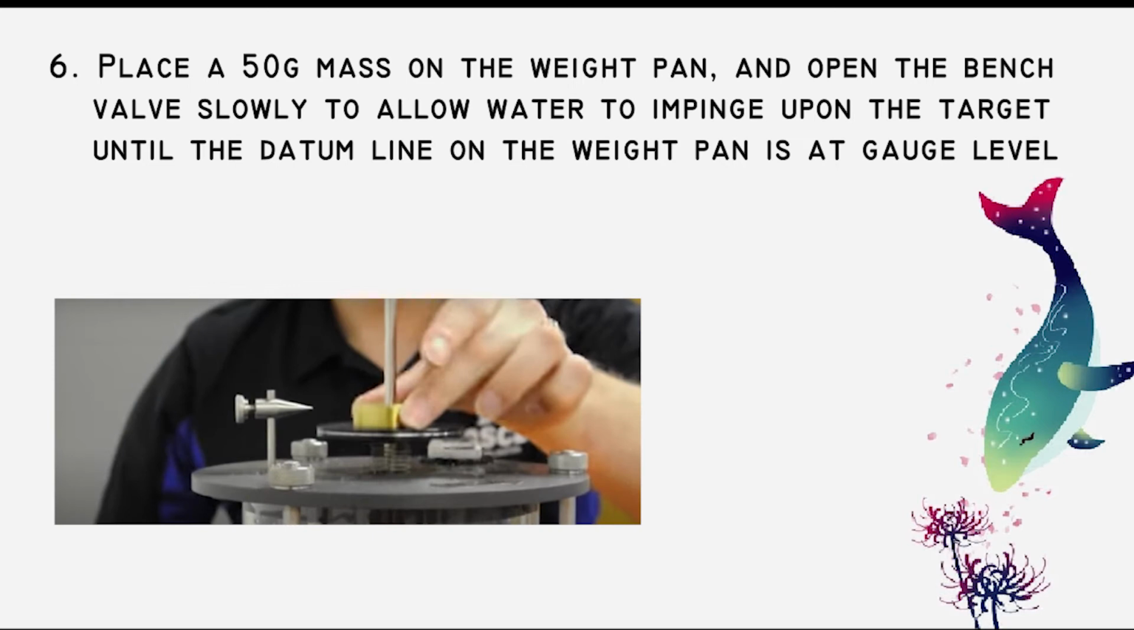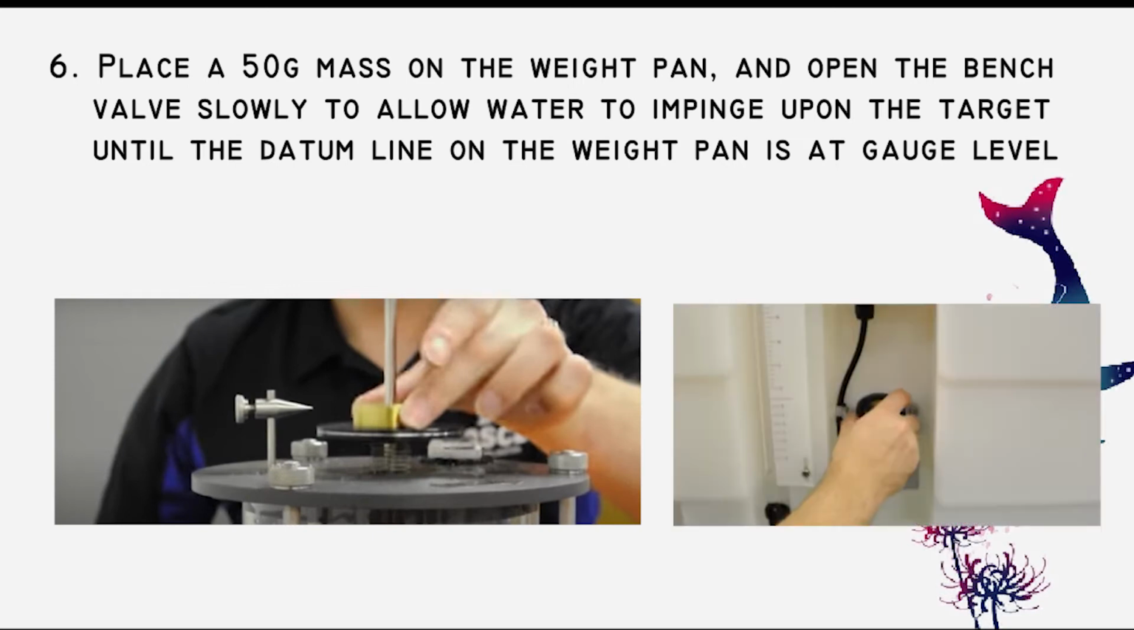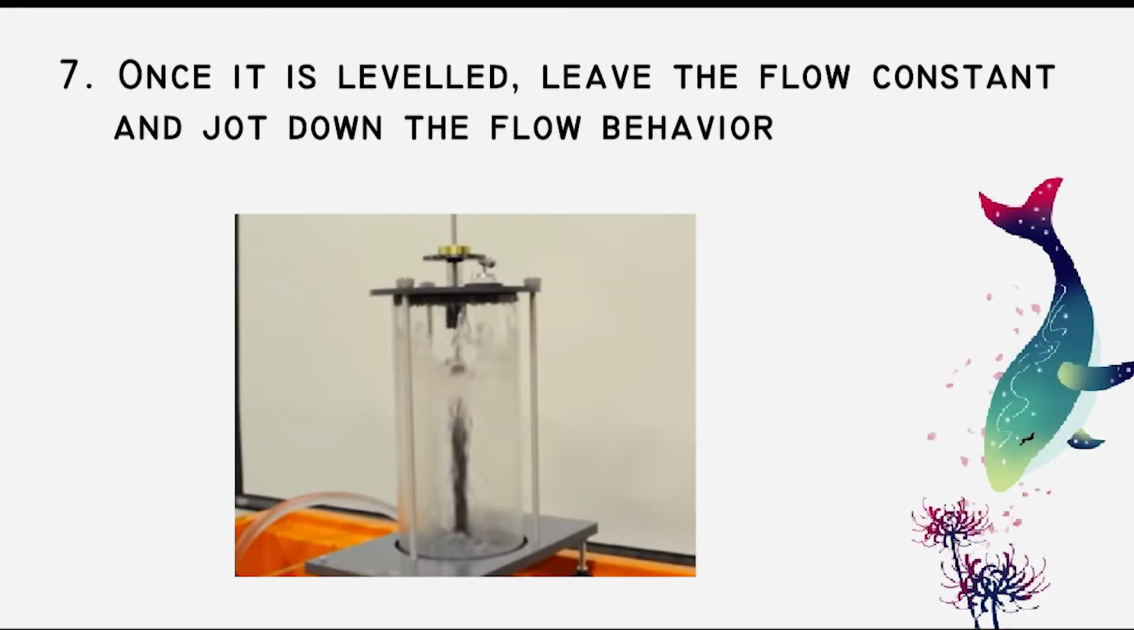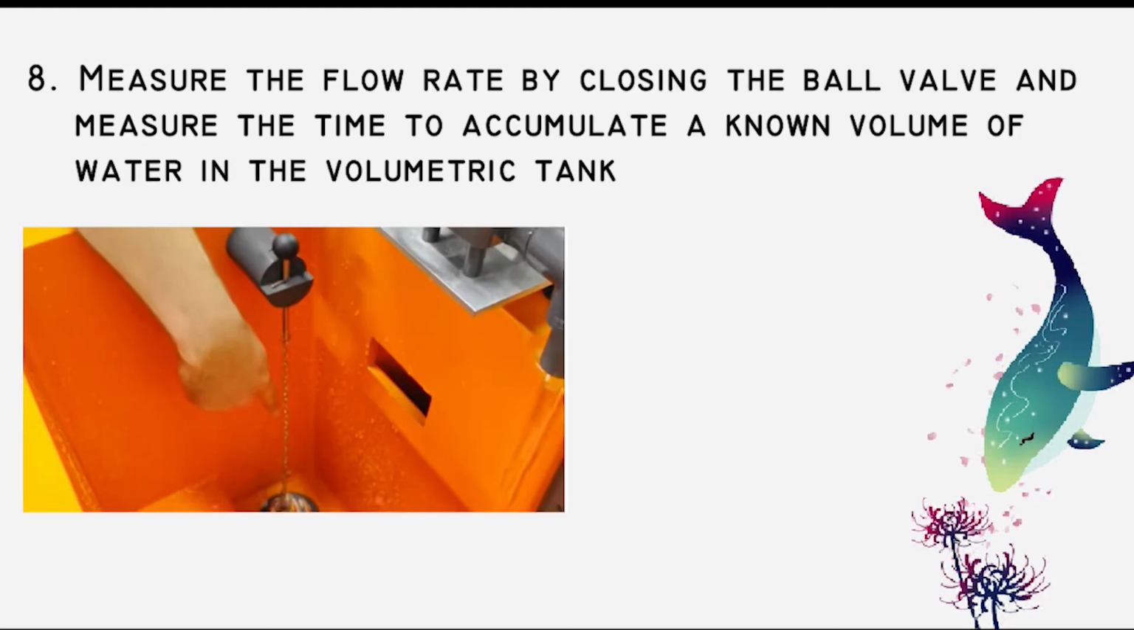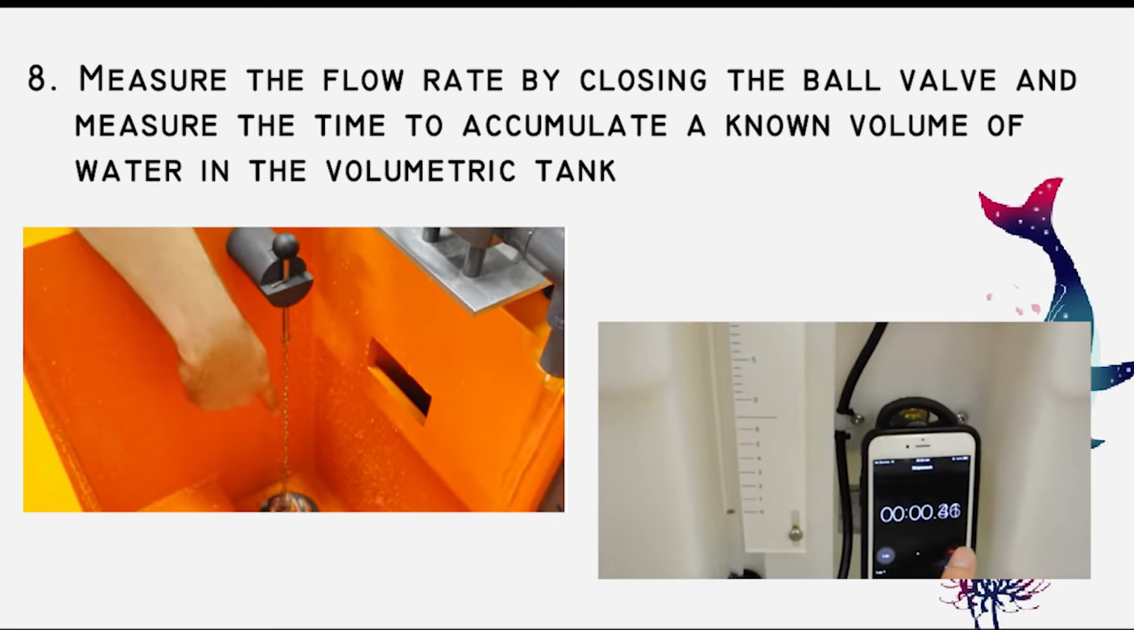Place a 50-gram mass on the weight pan and open the bench valve slowly to allow water to impinge upon the target until the datum line on the weight pan is at gauge level. Once it is leveled, leave the flow constant and jot down the flow behavior. Then we measure the flow rate by closing the ball valve and measure the time to accumulate a known volume of water in the volumetric tank.